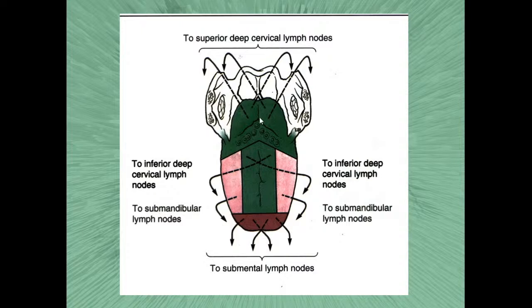From the root of the tongue, lymph drains into the superior deep cervical lymphatic nodes, also known as the retropharyngeal lymphatic nodes. After that, into the right and left jugular trunks, and then, corresponding to the sides, to the right lymphatic duct or thoracic duct and corresponding venous angles.